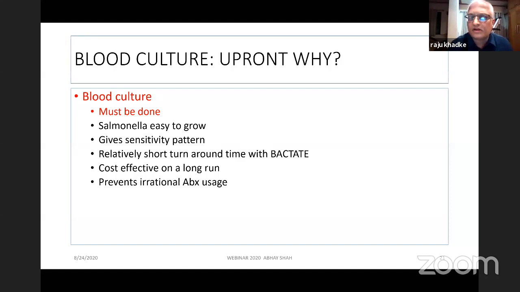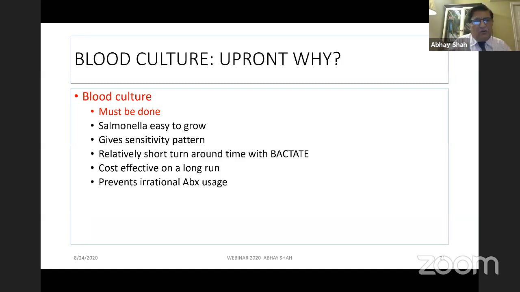And you can send it for BACTEC, so that early reports can be achieved. Most of the laboratories are now doing a BACTEC test. The turnaround time is nearly 2 to 3 days. It is very cost effective, and in addition, it will give us an idea about the drug sensitivity, and Salmonella are easy to grow. So that is the advantage, and blood culture is the gold standard. As far as enteric fever is concerned, blood culture is the gold standard.